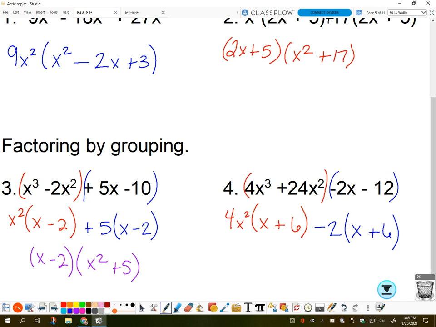All right, so at this point, you see that your two terms have that matching parenthesis of x plus 6. And then when you divide that off, you have 4x squared and minus 2. All right, now technically, this would factor again. You could take a 2 out. But again, for today, we're just going to do straightforward factoring. You don't have to factor again. So you factor by grouping, you're done.